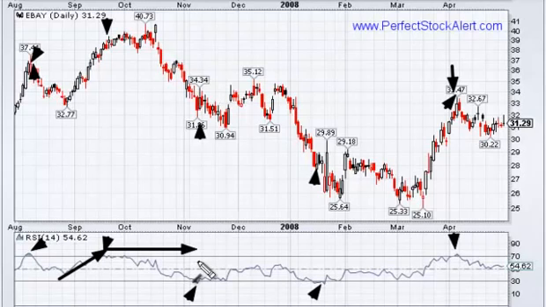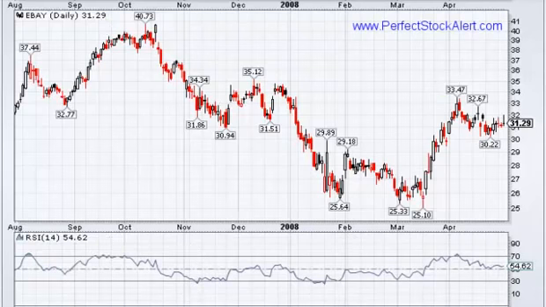It's like most people tell you, whenever you're working with an oscillator for overbought and oversold signals, it's best to work with a sideways moving asset. If you're looking at something that's just moving sideways, then it's a lot more accurate with the overbought and oversold conditions. Another thing you can do with the RSI is spot divergences.